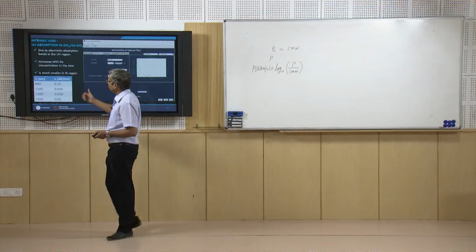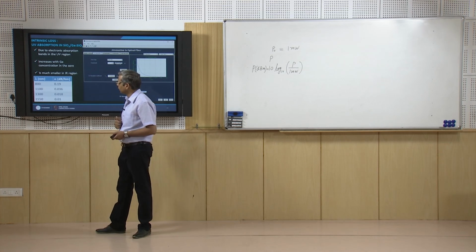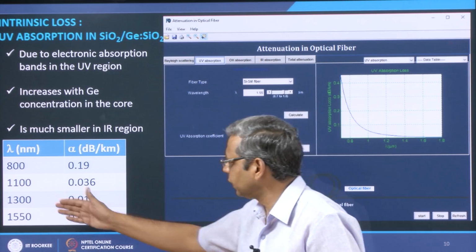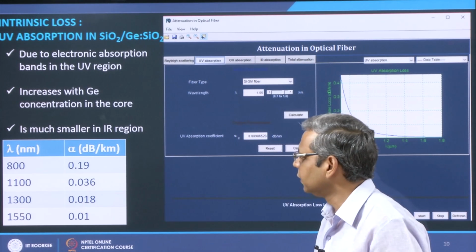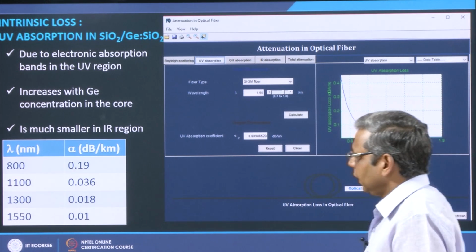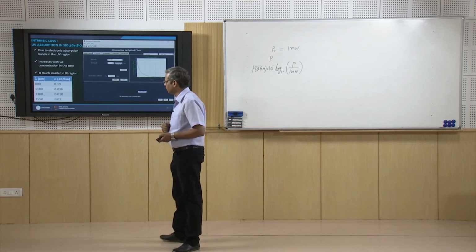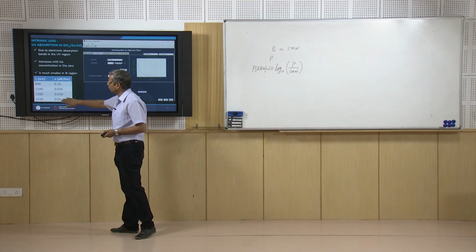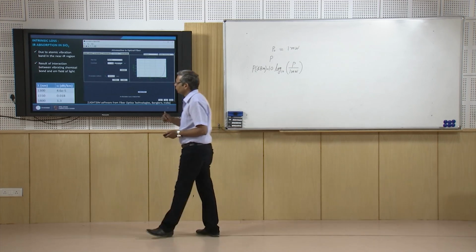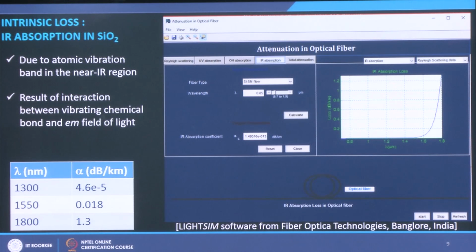At 800 nanometer wavelength, the loss is 0.19 dB per kilometer, which decreases to 0.036 dB per kilometer as I extend into infrared region at 1100 nanometer. Then at 1300 nanometer, it is even down to 0.018, and at 1550 just 0.01 dB per kilometer. So, if I look at 1550 nanometer wavelength, which is the lowest loss wavelength for fused silica glass fiber, the contribution of UV absorption is negligible, it is just 0.01. And I had also seen that at 1550 the IR absorption loss contribution is also very small, 0.018.